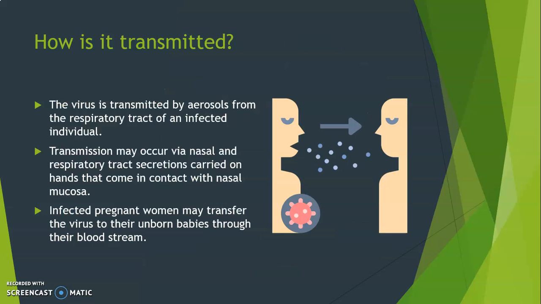The virus is transmitted by aerosols from the respiratory tract of an infected individual. Transmission may occur via nasal and respiratory tract secretions, carried on hands that come in contact with nasal mucosa, like when someone sneezes, coughs, or talks. A study also suggested that it can be transferred from an infected infant's urine or blood. Infected pregnant women may transfer the virus to their unborn babies through their bloodstream.